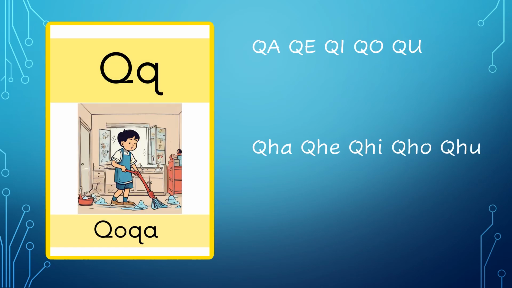The next letter is Q. In Zulu, it will sound like ka, ke, ki, ko, ku. With an H added, it would sound like ka, ke, ki, ko, ku. An example of this would be koka, which means clean.